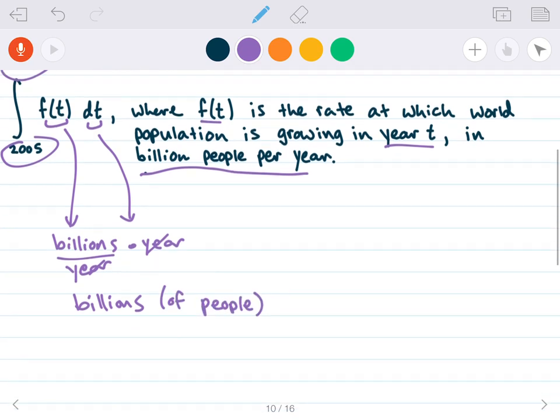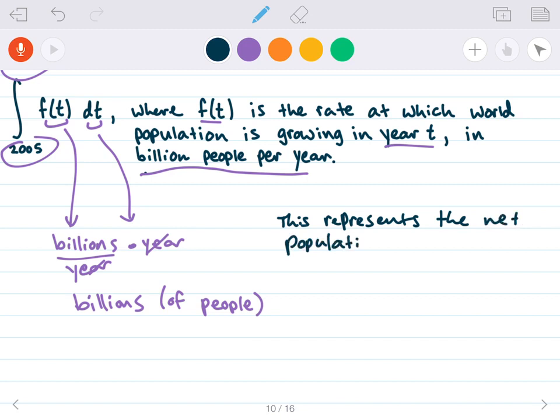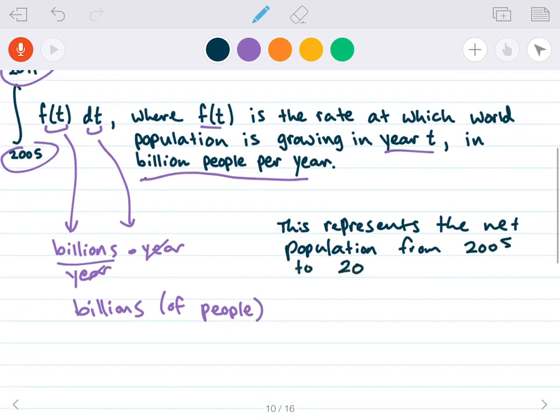So what does this represent? So this integral represents the net population, right, the amount of people from 2005 to 2011. And our units are billions of people. Okay?